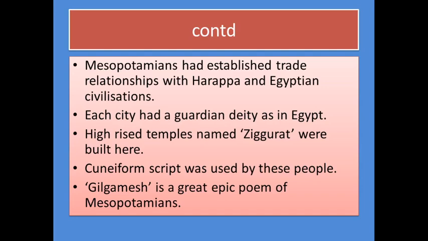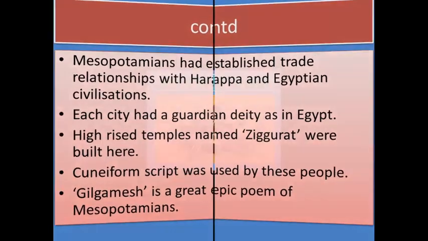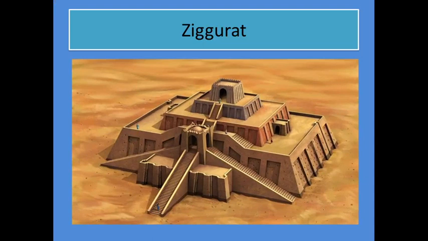Gilgamesh is a great epic poem of the Mesopotamians. So these are the things which the Mesopotamian civilization contributed to the world. Can you see the picture of the ziggurat?